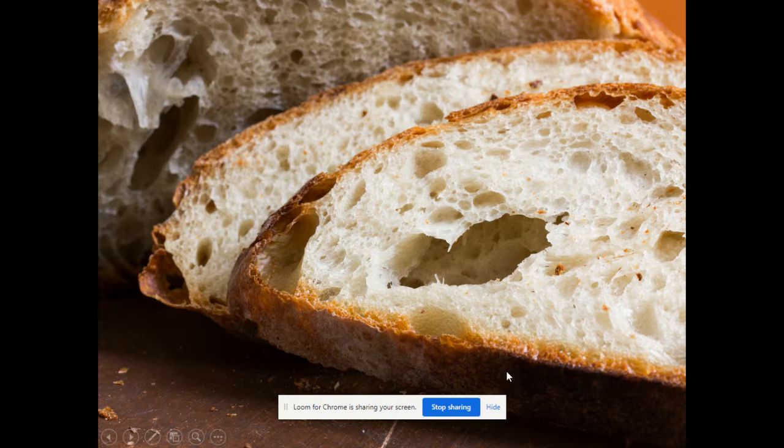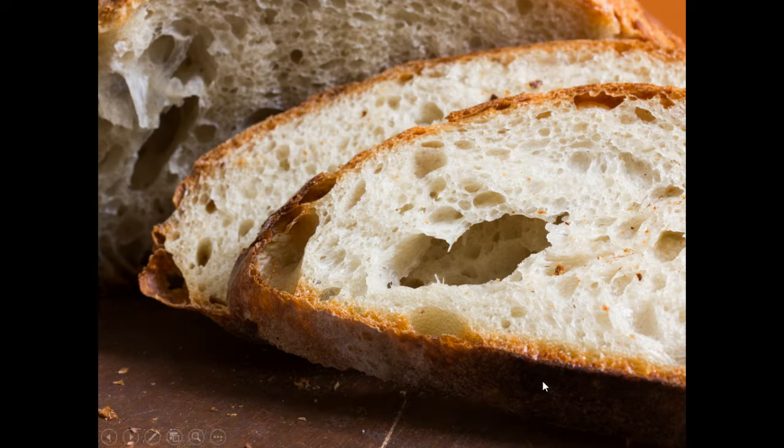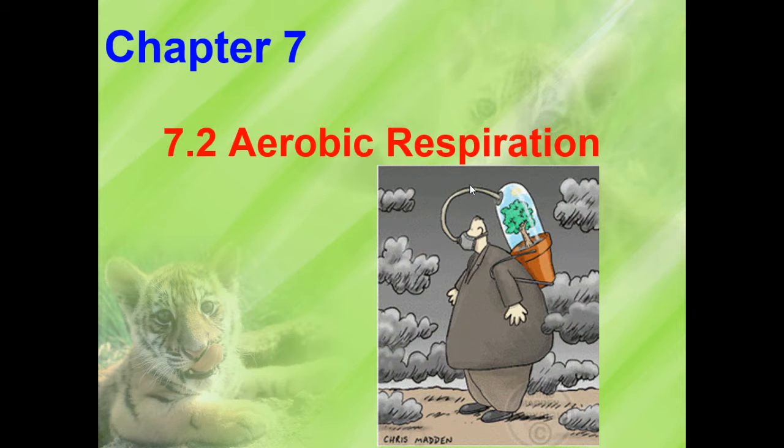Okay, so we left off here talking about the bread a bit ago, and I told you that the holes in there were from the carbon dioxide that was being released as it went through alcoholic fermentation. So now we're going to talk about aerobic respiration.